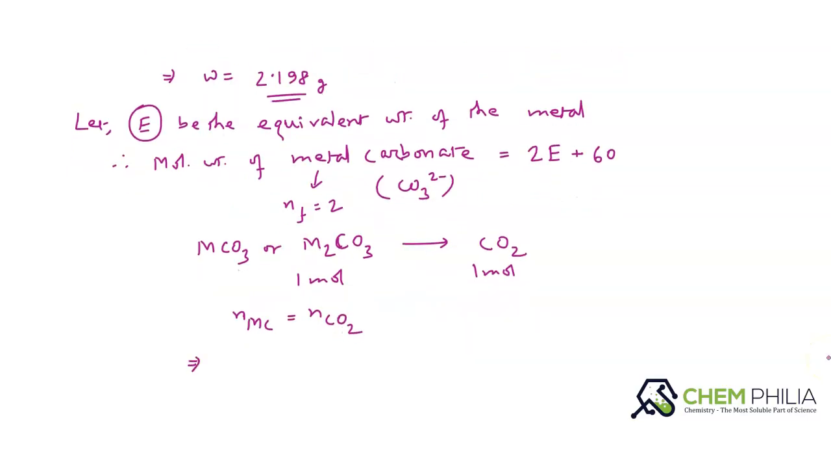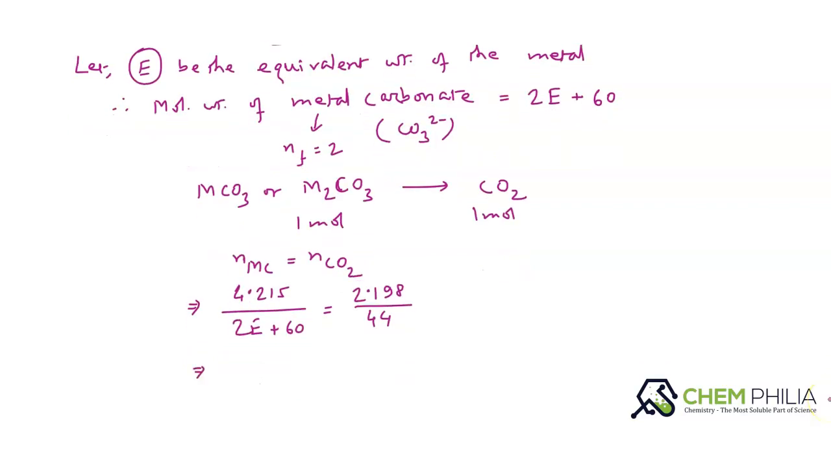So the number of moles of metal carbonate means its mass divided by molecular weight. Its mass, as per the question, is 4.215, and its molecular weight is 2E plus 60. And for carbon dioxide, its mass we just now calculated is 2.198, divided by its molecular weight, 44. Clear? So if we do the proper calculation, the equivalent weight will be near 12.